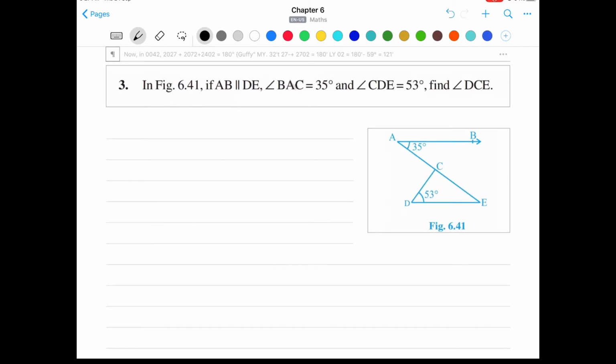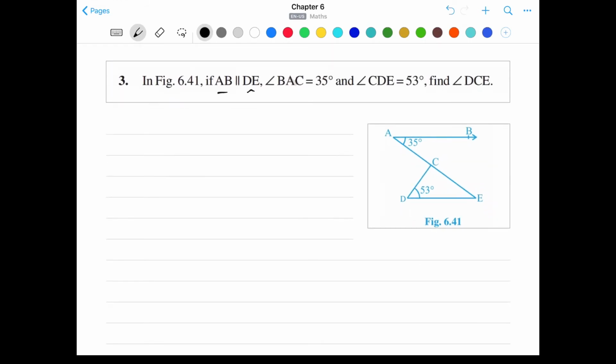Moving to the next question, we have in the figure AB is parallel to DE. So it's already given that this side AB is parallel to DE, and the measure of angle BAC, this one, is equal to 35 degrees, and angle CDE, this one, is 53 degrees, and we have to find the measure of one angle which is angle DCE. This one, DCE, is here.